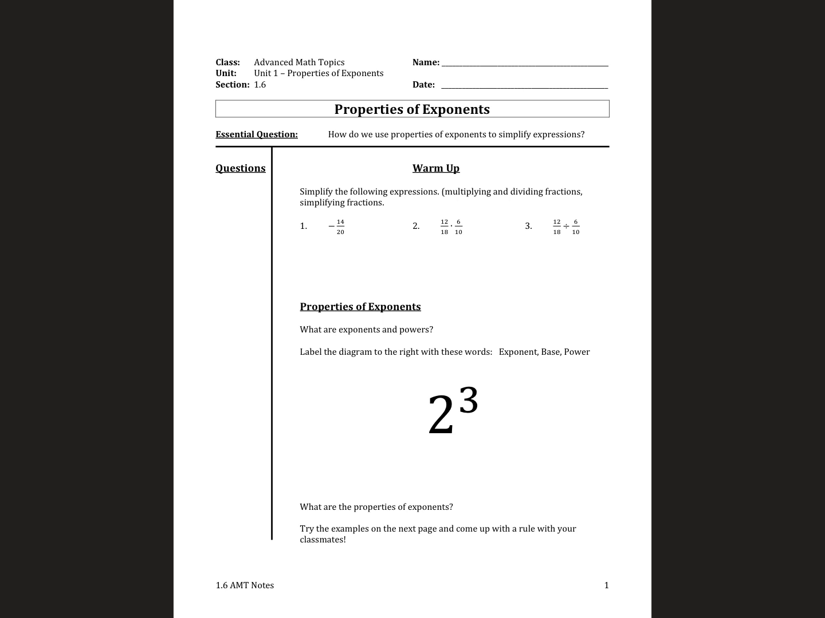We're continuing with Chapter 1 in Advanced Math Topics. This chapter is kind of a review of foundational algebra skills. And so for 1.6 here, which is this section, we're going to be talking about properties of exponents. Our essential question is, how do we use properties of exponents to simplify expressions?